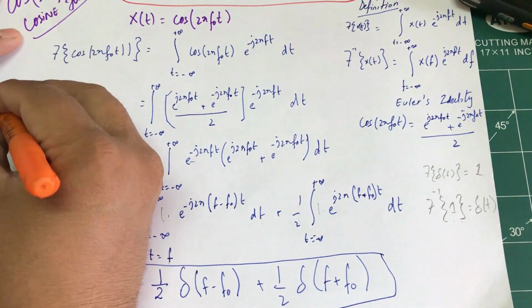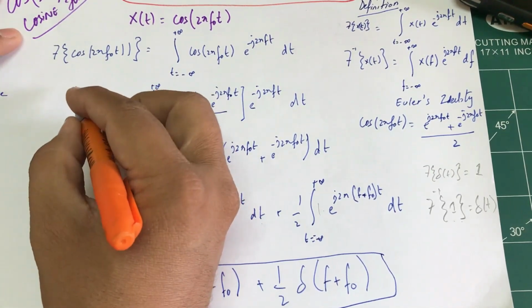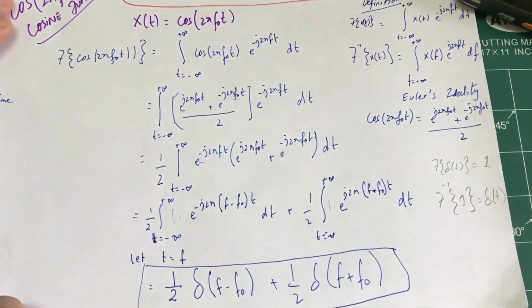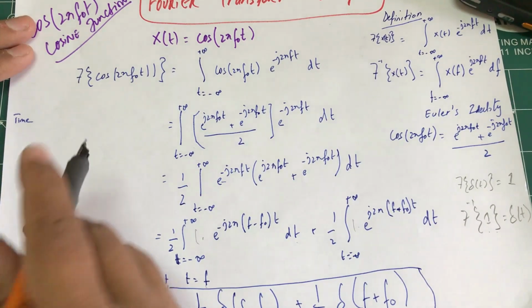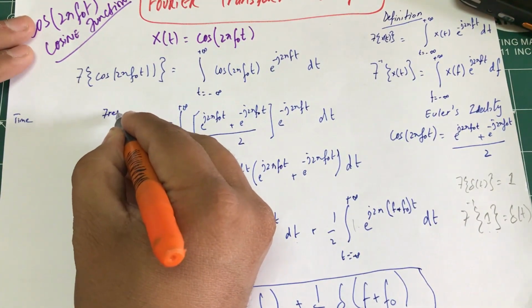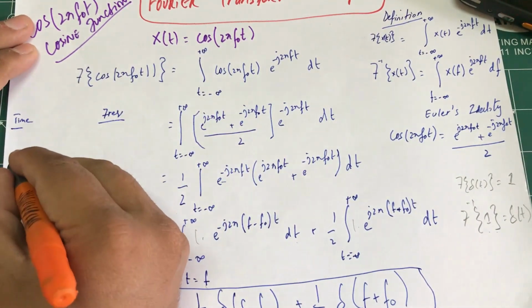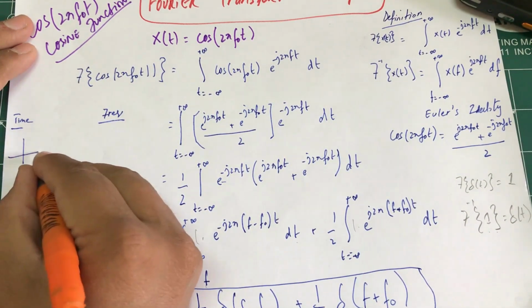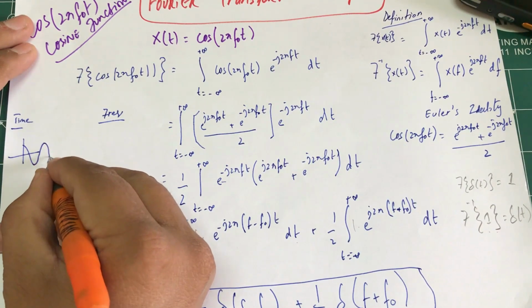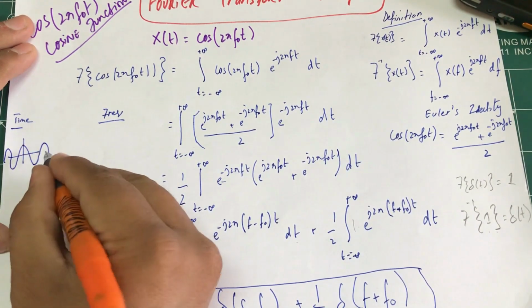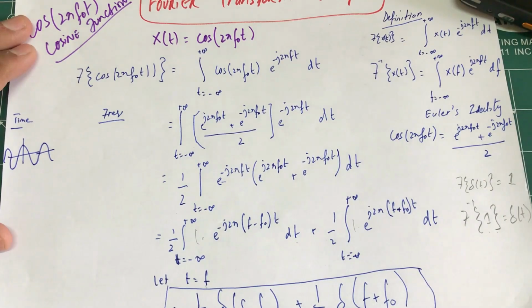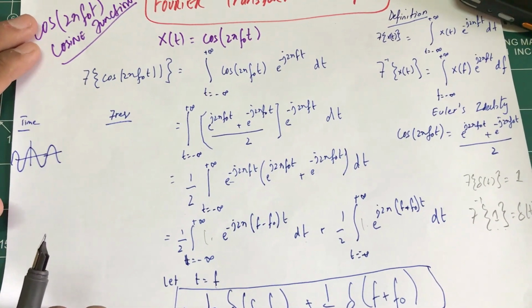So let's look at it in terms of time, and let's look at it in terms of frequency. So let's look at the figure of this. In terms of time and frequency, this is how the graph should look like. Cos in time domain looks something like this. So it starts off, goes like this, like this. This is your cos function.